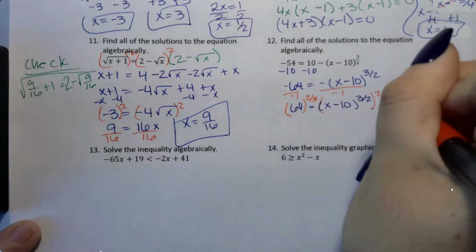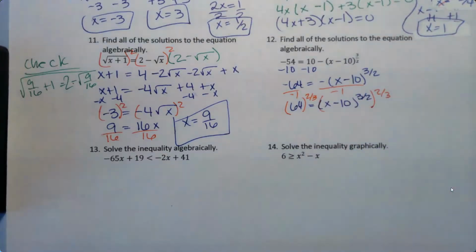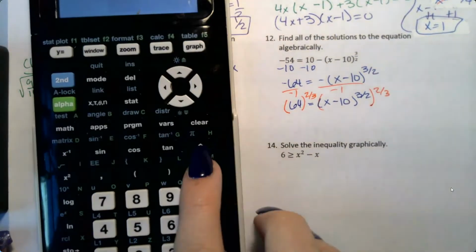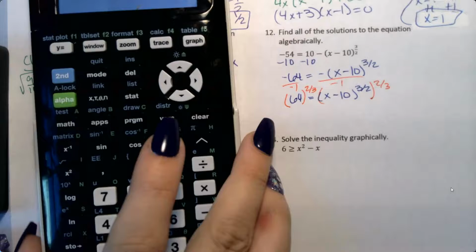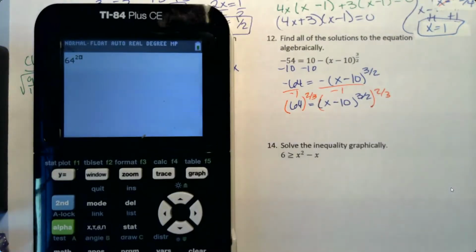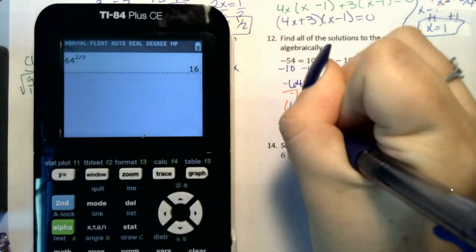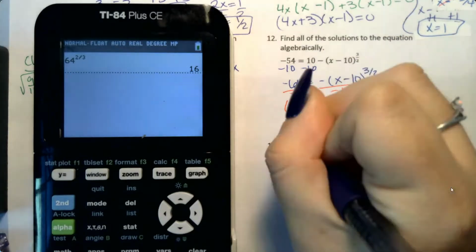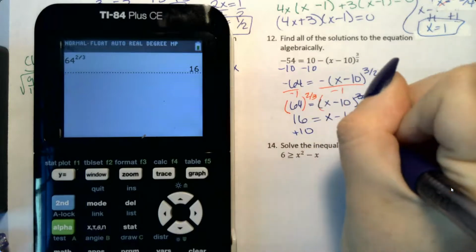2/3. Then on my calculator, I just need to go ahead and type this in. So I'm going to do 64, and then the exponent button is right above divide. And then I'm going to write 2 divided by 3, which gives me 16. On my right side, the exponents will cancel out, and I just have x minus 10. Then I want to add 10 to both sides. I get x equals 26.